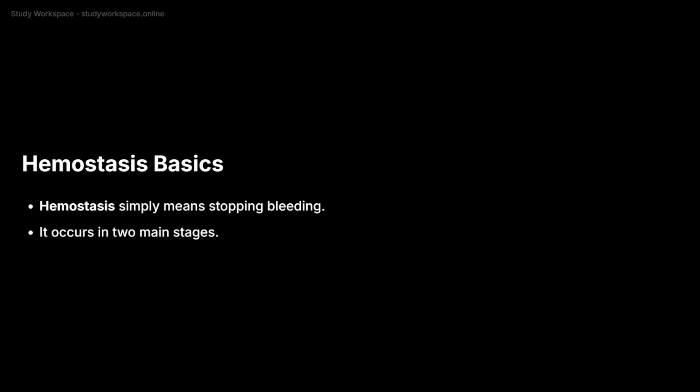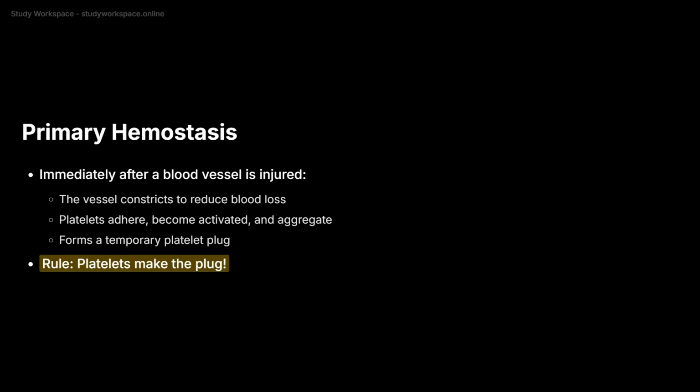Before understanding the coagulation cascade, you first need to understand hemostasis, which simply means stopping bleeding. Hemostasis occurs in two stages. The first stage is primary hemostasis. Immediately after a blood vessel is injured, the vessel constricts to reduce blood loss. Platelets then adhere to the damaged vessel wall, become activated, and aggregate to form a temporary platelet plug. A simple way to remember this is, platelets make the plug. However, this platelet plug is fragile and can easily break apart.